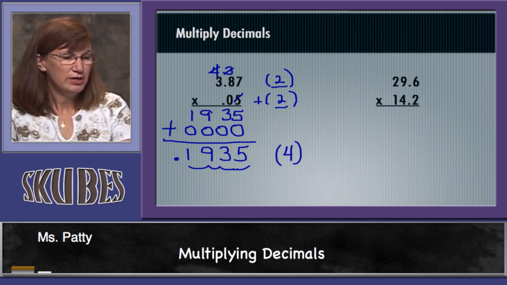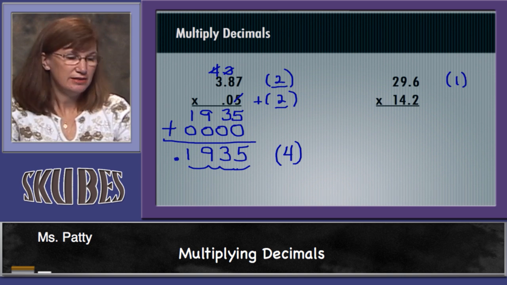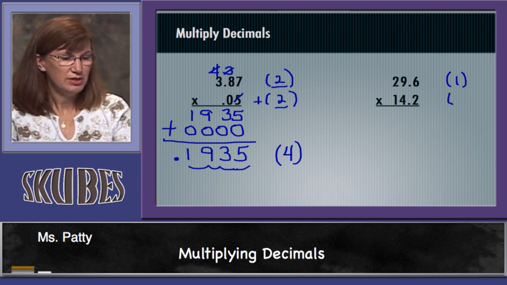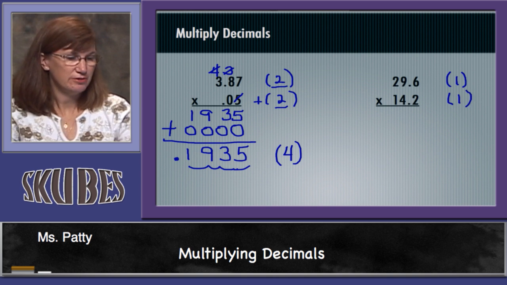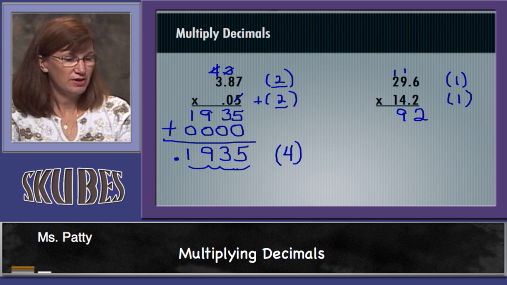We have just 1 digit behind the decimal in our multiplicand. We have 1 digit behind our decimal in our multiplier. Now let's multiply. 2 times 6 is 12. Carry our 1. 2 times 9 is 18, plus 1 is 19. 2 times 2 is 4, plus 1 is 5.